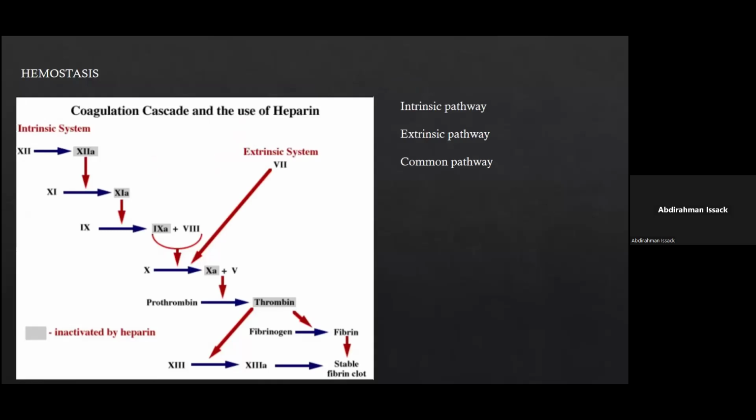Okay, let's change gears to hemostasis. These are the cascades. We have the intrinsic pathway, the extrinsic pathway, and the common pathway. The intrinsic pathway involves factors 12, 11, 10, and 9. The extrinsic pathway involves factor 7, factor 3, and factor 10. For the common pathway: factor 10, factor 2, and factor 1.